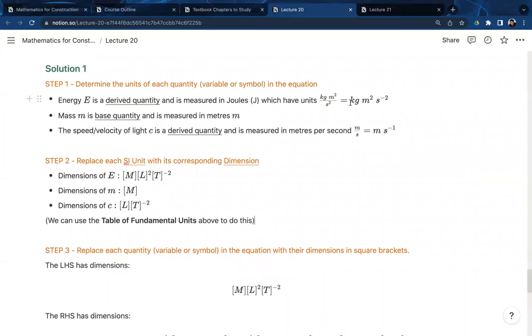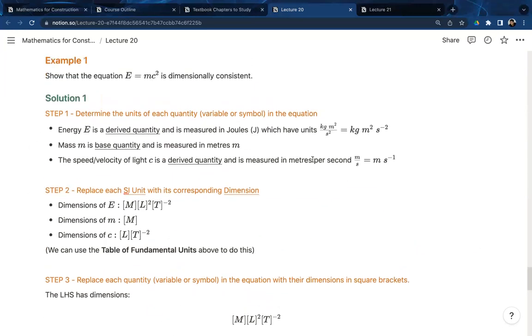So the units of E were kg m squared s minus 2, but for the dimension, we have the square brackets around it. This is to differentiate the dimensions from the units, because somebody might see M here and think M is meters. But M is not meters, M is the dimension of mass. Meters is the unit, the dimension is L. So that's why we put the square brackets around it, also to show that we're not substituting a value for these things. So these are the dimensions of these quantities.